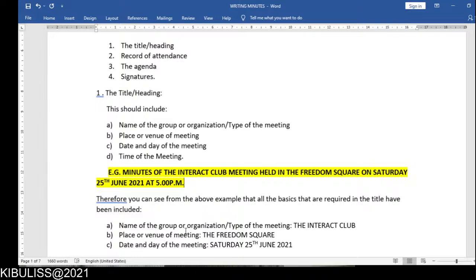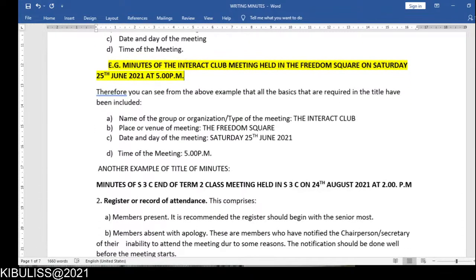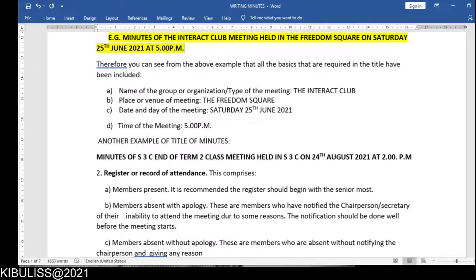Therefore, from the above example, those are the things that will count towards your marking. When we're marking minutes, we look for all those things in the title. If any one of them is missing, you will be penalized. Minutes of the S3C end of term 2 class meeting held in Senior 3C on 24th August 2021 at 2 p.m. That is just another example. I've already explained what goes there, so I'm not re-emphasizing that.